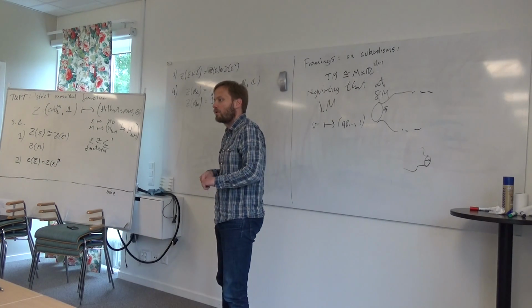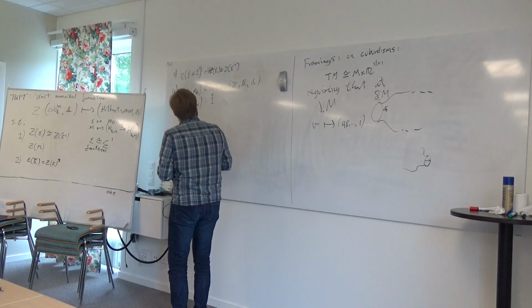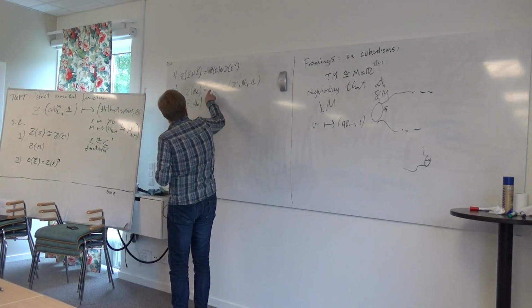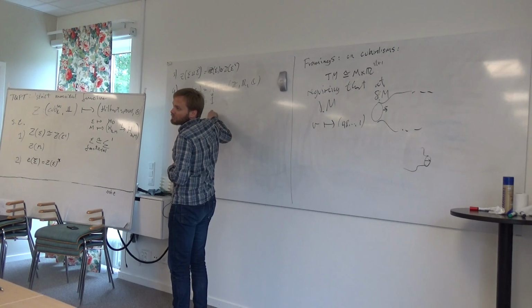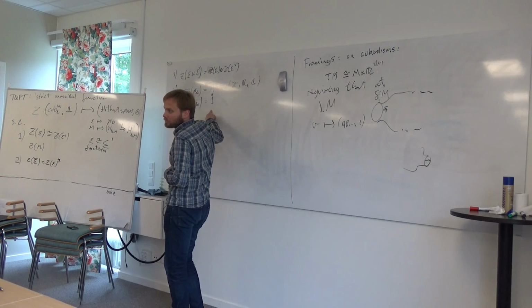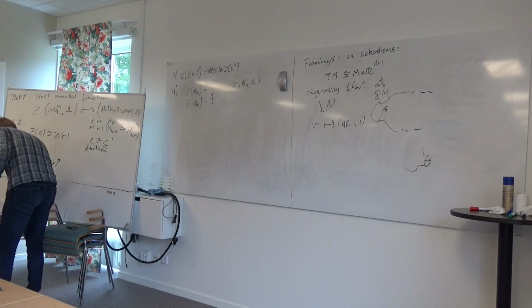Sorry, cobordism is supposed to give us a map? Yeah. And from C to C. So a map from this to this is a multiplication by something. Okay. And I'm saying it's supposed to be 1 for the empty thing. Okay.